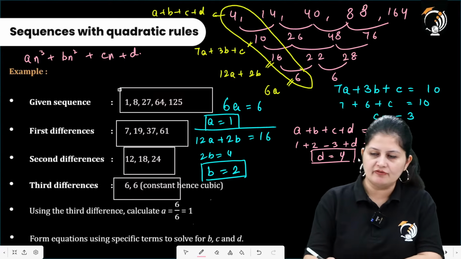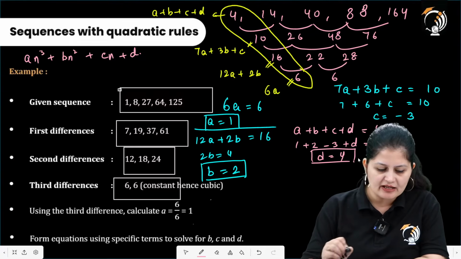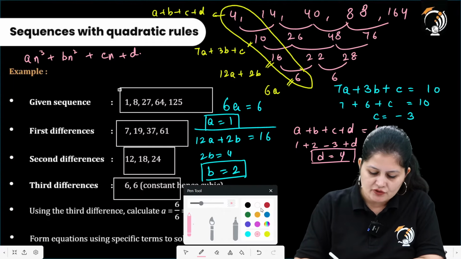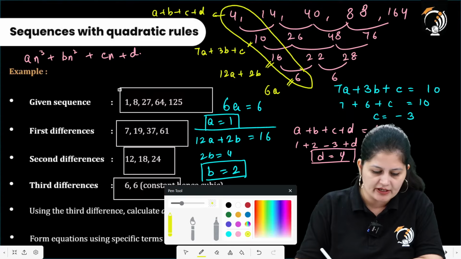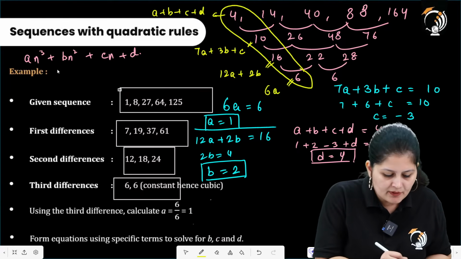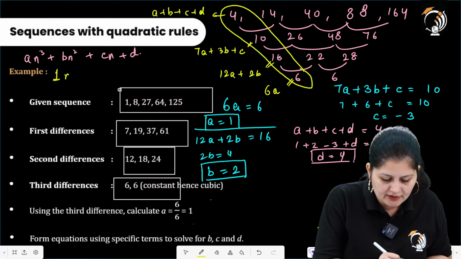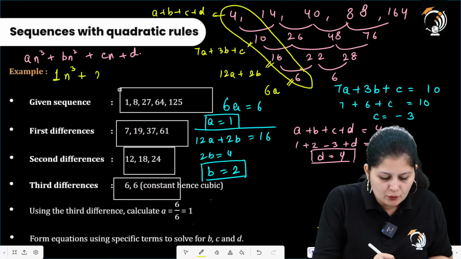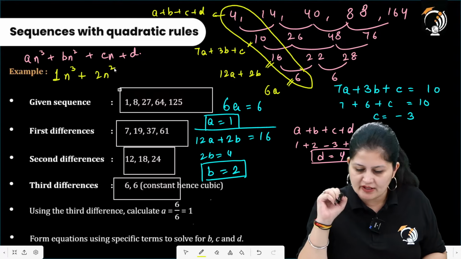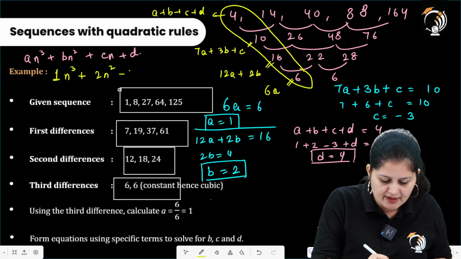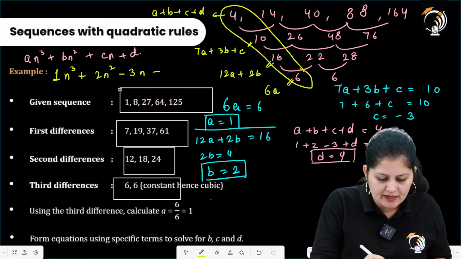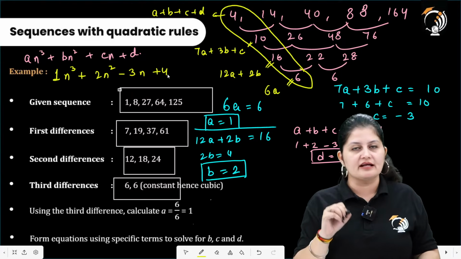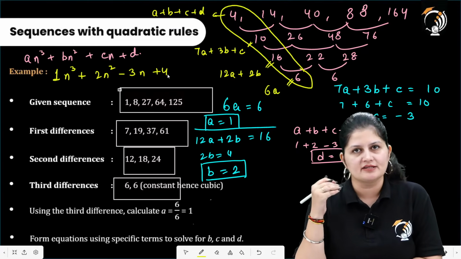Correct. So further, if we need to write the final sequence here, what are we getting as the final sequence? We are getting 1n cube plus 2n square, as we are getting c is equal to minus 3, so minus 3n plus 4. That is what we are getting as the general formula for this sequence.